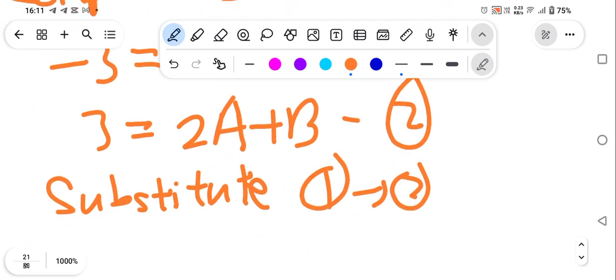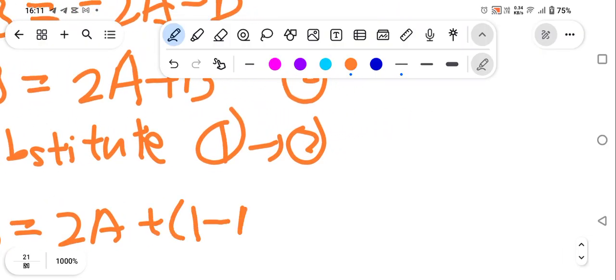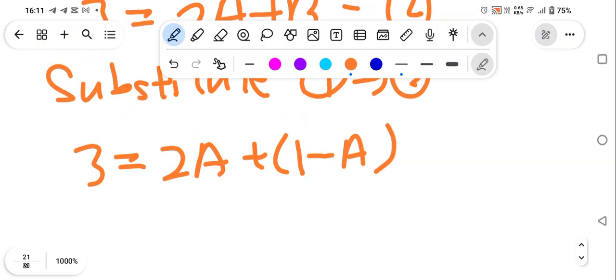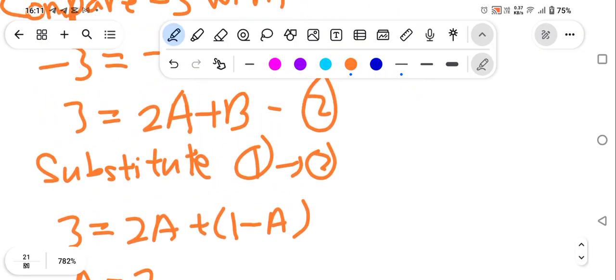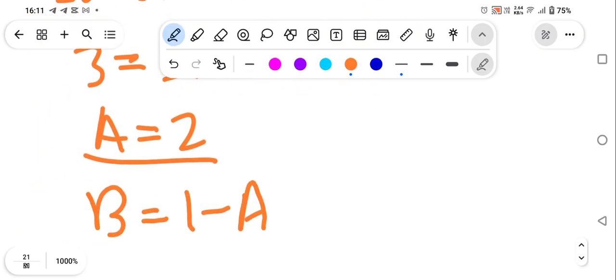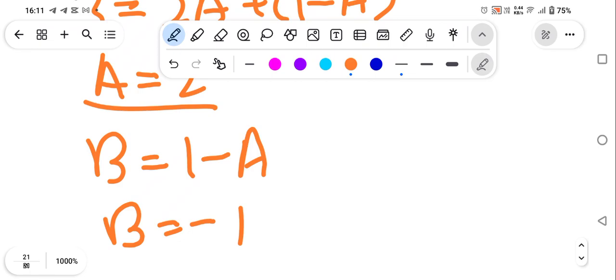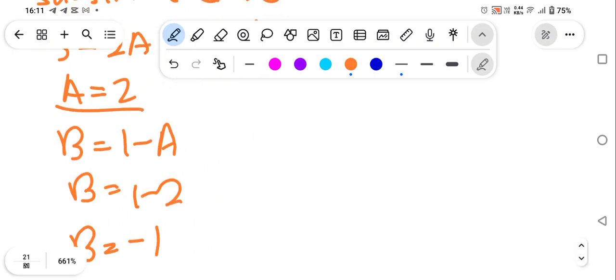So we have b equals 1 minus a. So 3 equals 2a plus 1 minus a. 2a minus a is a, so a plus 1 equals 3. So a equals 2. From this we can also solve for b. Since b equals 1 minus a, b will be 1 minus 2, so b will be -1.